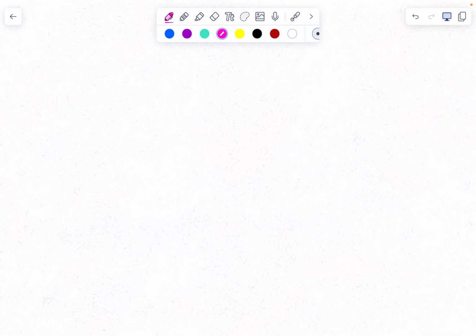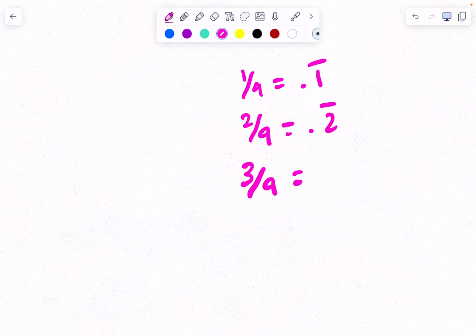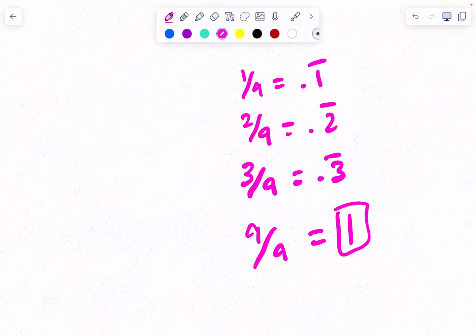So 1/9, right? What she's talking about, 1/9 is 0.1 repeating. 2/9 is 0.2 repeating. 3/9, which is 1/3, is 0.3 repeating. What's 9/9? 1. Not 0.9 repeating. Right? It doesn't make sense.